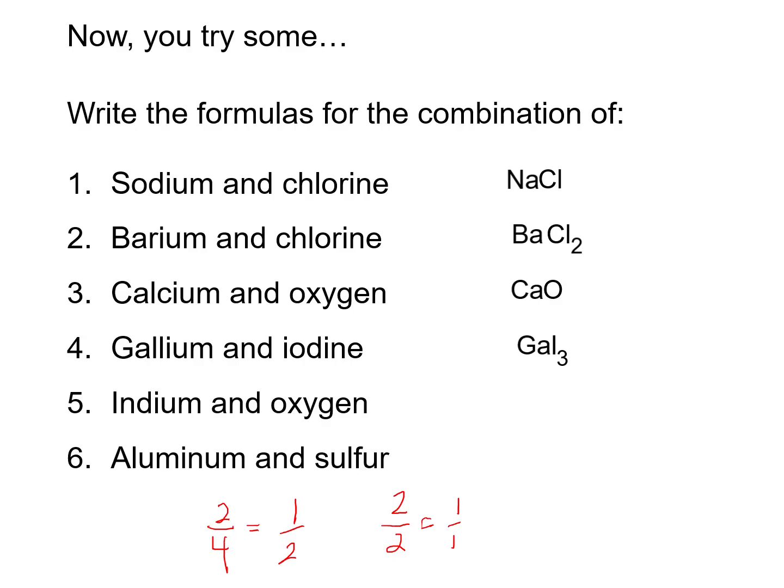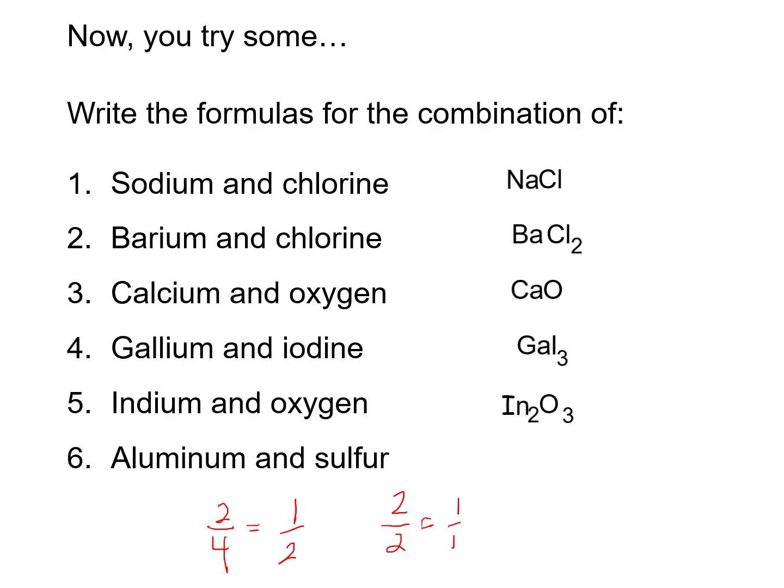Indium is under aluminum, so it's also +3. Oxygen's -2. I'm just going to pause for just a minute, see if you can think of what the formula is going to be before I finish clicking. So then we throw away the plus and the minus, which people forget to do more often than you would believe. And then we do the swap and drop, and you get In2O3.